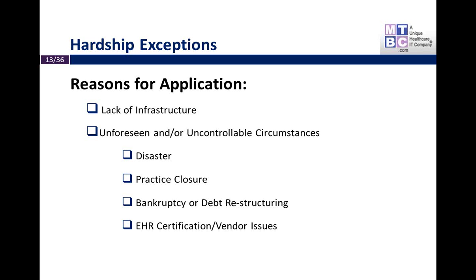The other one is unforeseen or uncontrollable circumstances. In this case, an eligible professional may request the hardship exception if, during 1 or 2 calendar years, that is 2013 and 2014 of course, preceding the payment adjustment year 2015, the eligible professional faced extreme, unavoidable, and uncontrollable circumstances that prevented the eligible professional from becoming a meaningful user of a certified E.H.R. The examples can be disaster, practice closure, bankruptcy or debt restructuring, E.H.R. certification, or vendor issues.